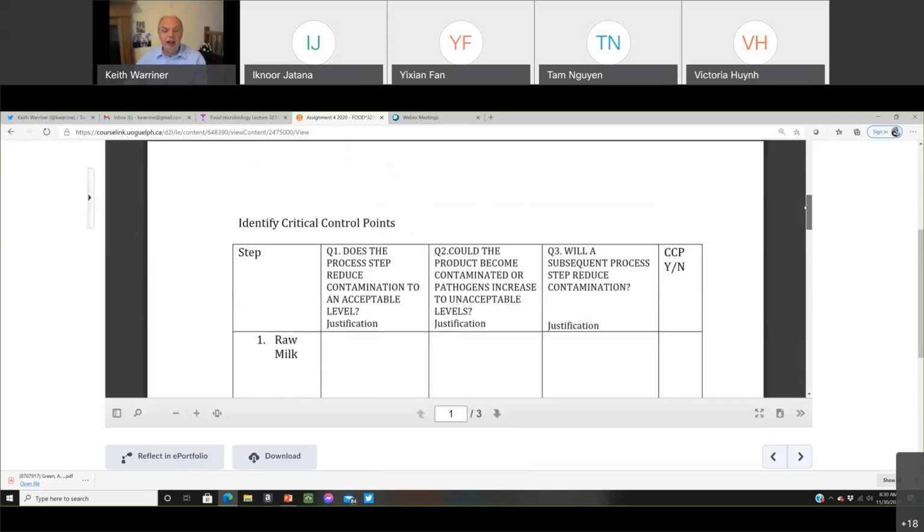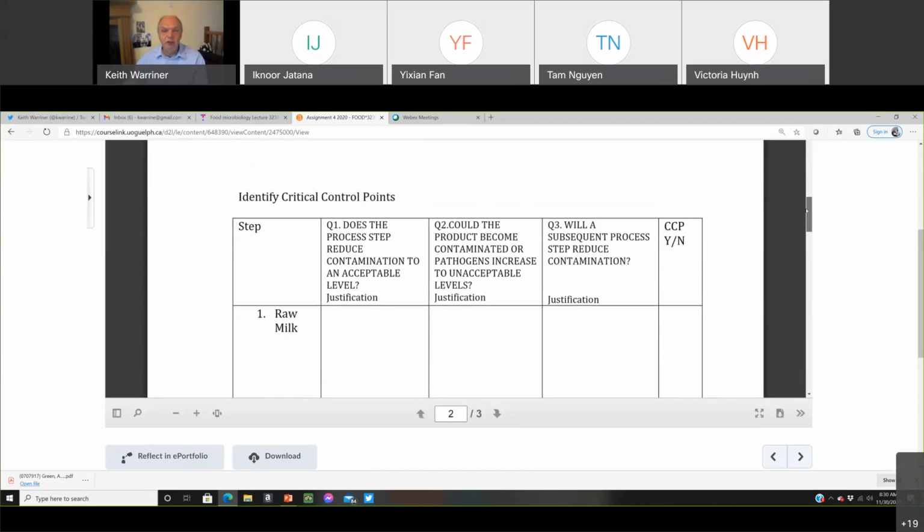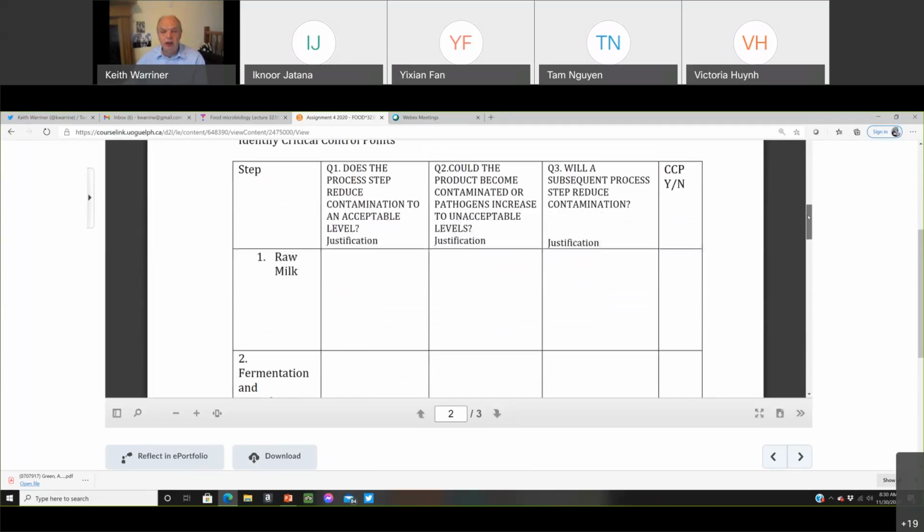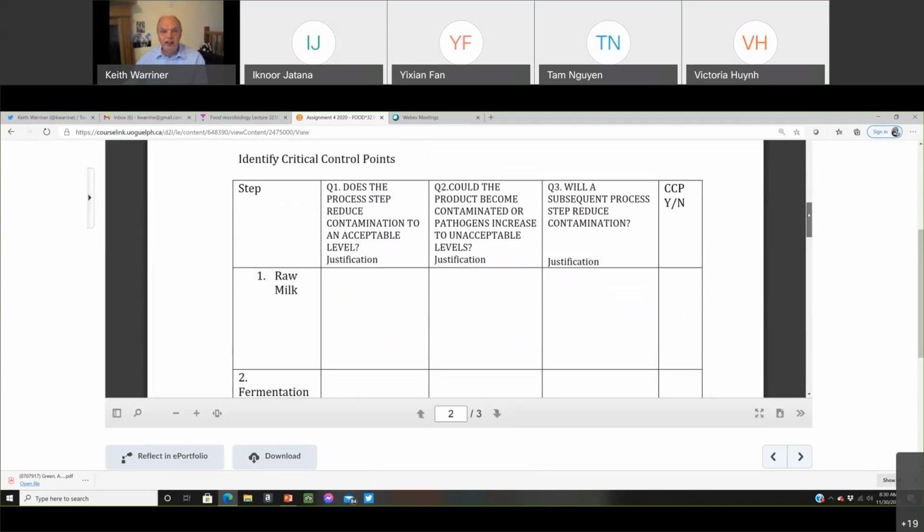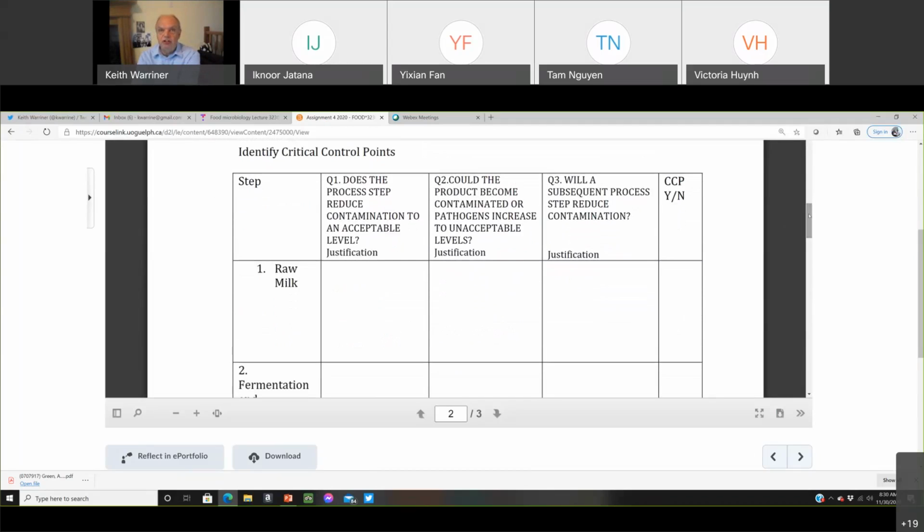And then all you have to do is go through the decision tree that we talked about on Friday. Those are the questions you ask. One, does this step eliminate the hazard? Does it contribute, or is there a subsequent step after that that can control the hazard? So you literally go down and you choose the CCPs. And that's all there is to it. You don't have to do anything else.